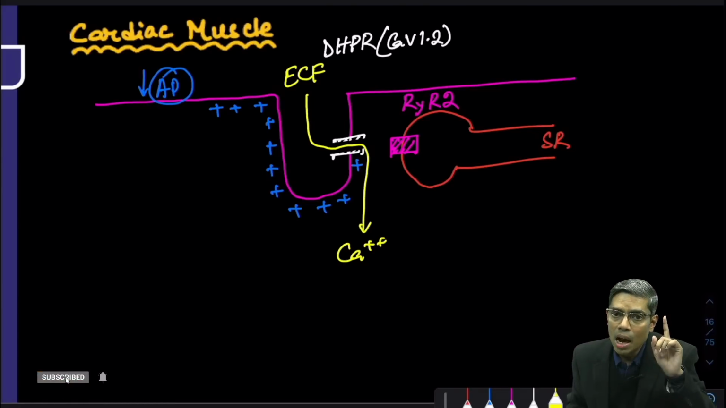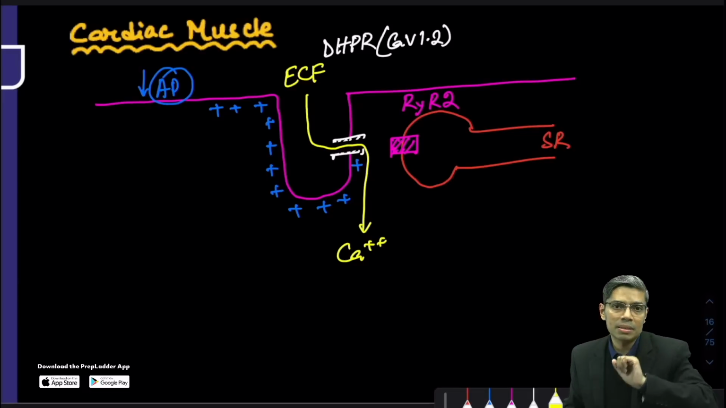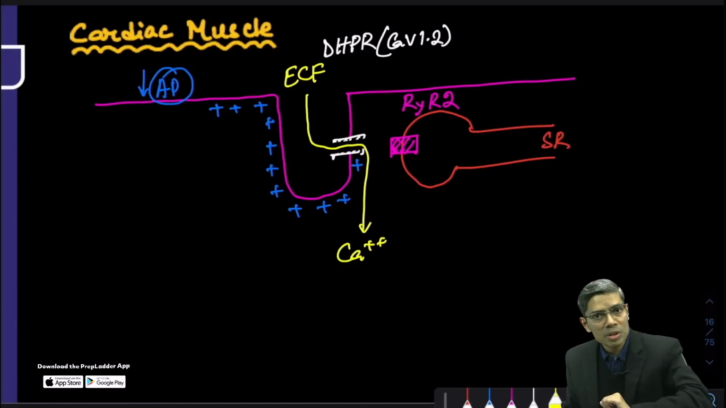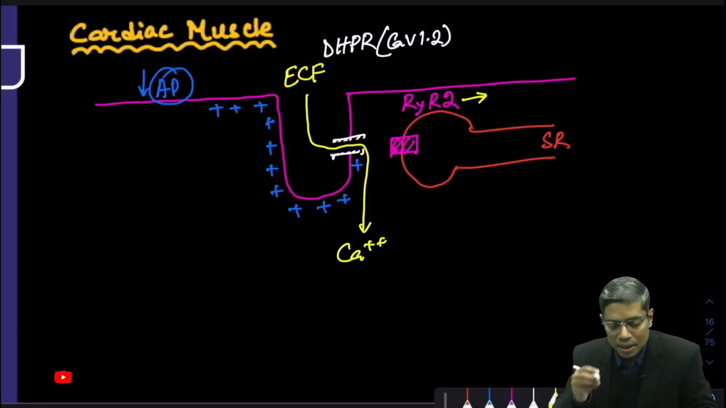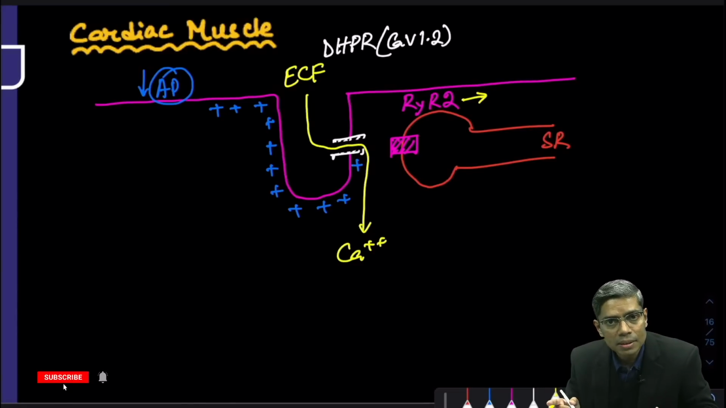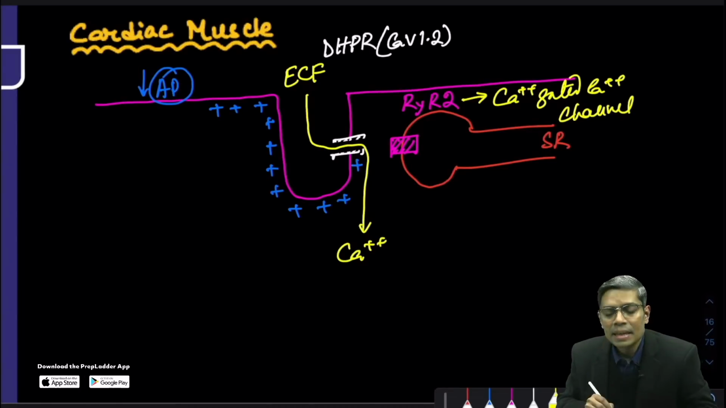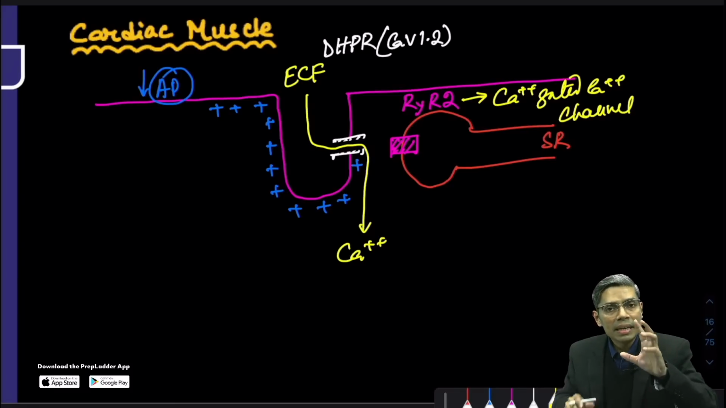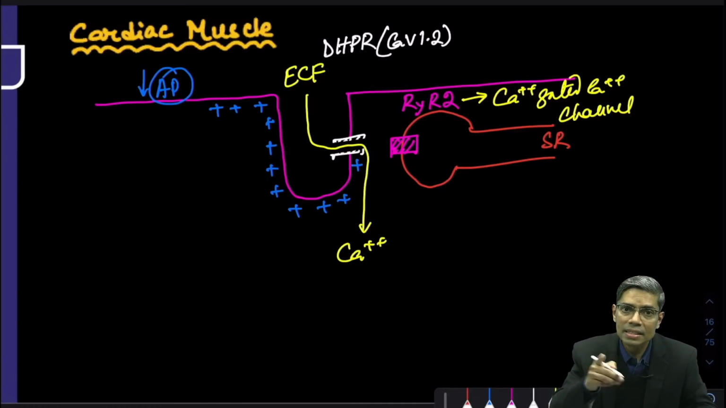In cardiac muscle, outside calcium will enter the cell, but the amount entering from ECF is less. This means it cannot produce full contraction of the cardiac muscle, so it has to take help of the sarcoplasmic reticulum. But how? The RYR type 2 channel present in cardiac muscle has properties different from skeletal muscle. This is known as a calcium gated calcium channel. What is the meaning? The gate of the channel will open in the presence of calcium. That's why the name is calcium gated calcium channel.